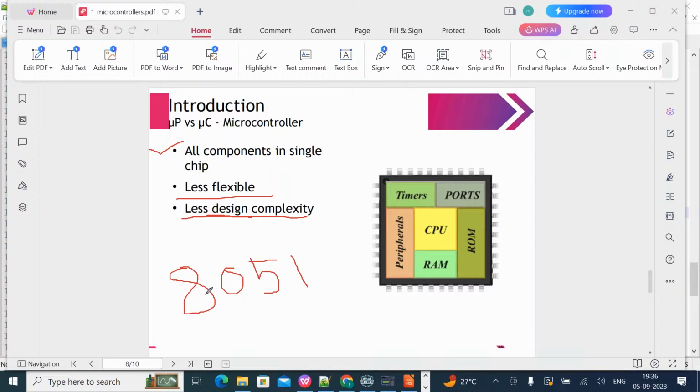You can say that if a system doesn't require some components, those might be wasted. You can see that.